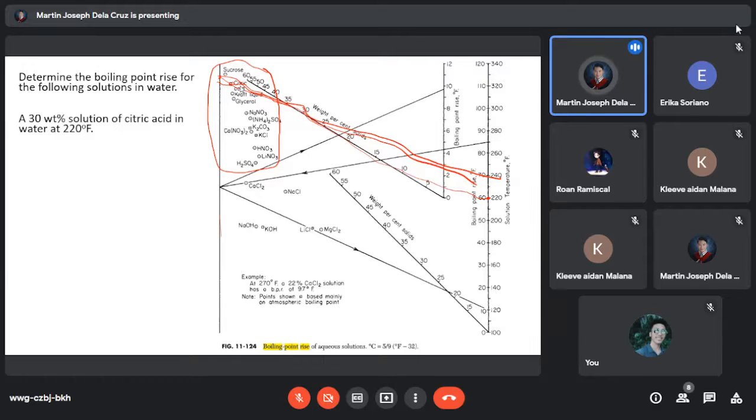So, pwede nyo i-chat. Pwede nyo siyang i-chat kung ano yung... kung hindi kayo ganun dyan, we can talk dyan sa place nyo. You can chat kung ano kahan yung boiling point rise. Okay? So, ano pang nakuha yung boiling point rise?